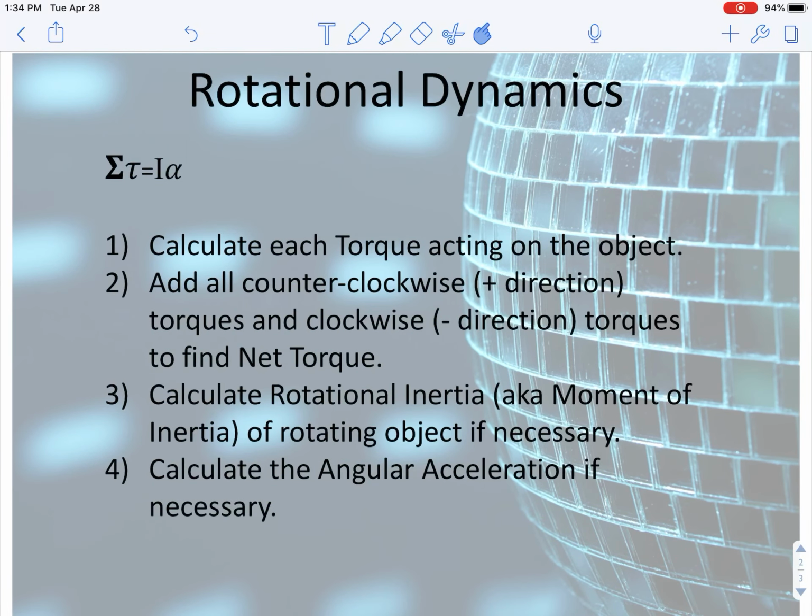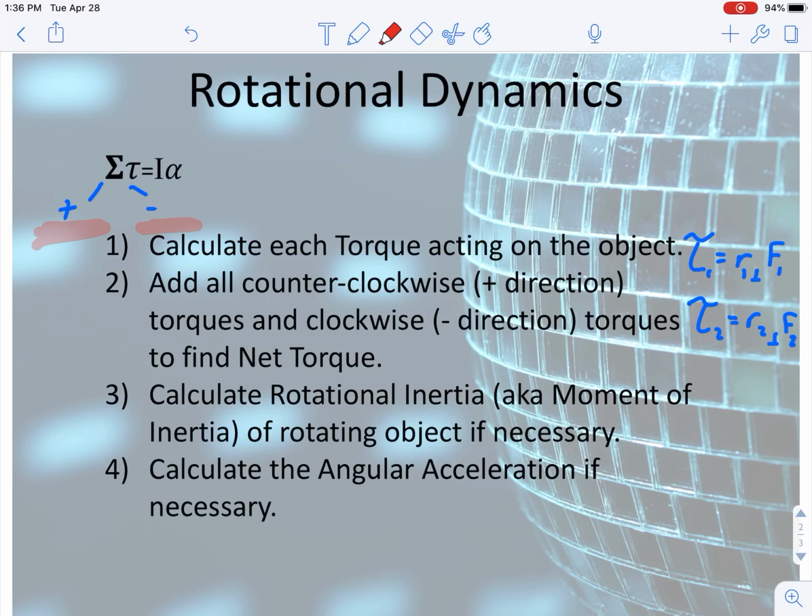Step 3, you will need to take into consideration rotational inertia, otherwise known as the moment of inertia. In some problems, the moment of inertia will be given to you. In other problems, they may simply give you the mass of the rotating object, the radius or length of the rotating object, and then a formula would need to be found, or it would be given to you, on how to calculate the rotational inertia of that object.